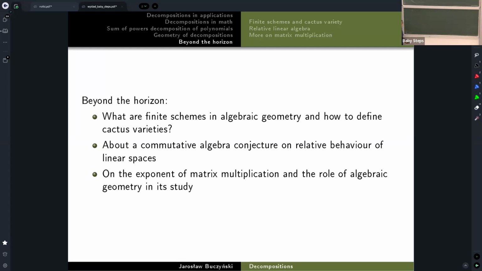The second will be seemingly independent of the rest of the talk, and it's about commutative algebra. This is a problem that I've encountered in my research, and I cannot solve yet, and maybe you will be able to help. The phrasing is relatively elementary, but it's in purely commutative algebraic language. And then I can also talk more about the matrix multiplication exponent that appeared a little bit before, and the role of algebraic geometry in its study.